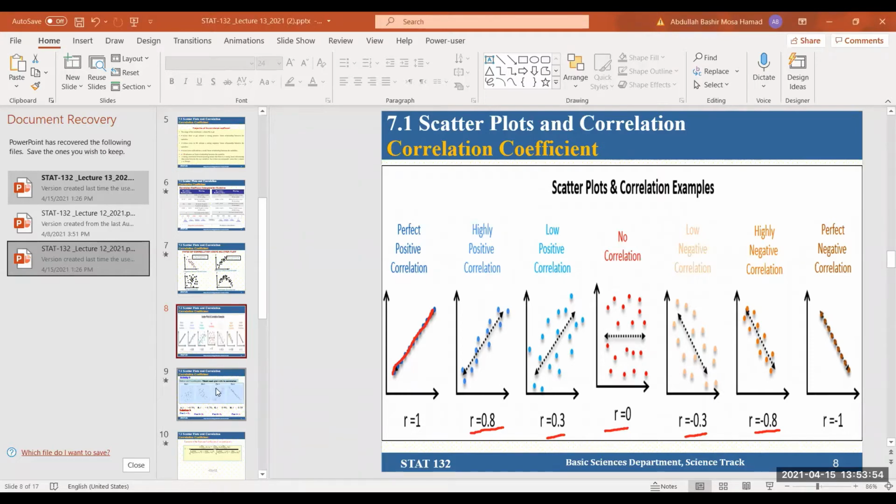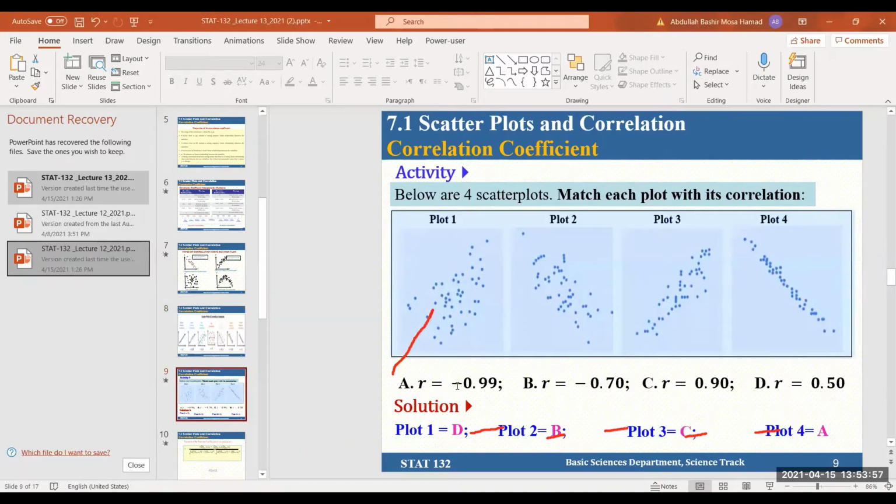Clear? Yes. Okay, let's take this example. We have plot 1, plot 2, plot 3, plot 4. These are scatter plots. You must match each plot with its correlation. The correlations are supposed to be 0.99, 0.7, 0.9, and 0.5. So which is this supposed to be? Yes, Imad. Yeah, D.